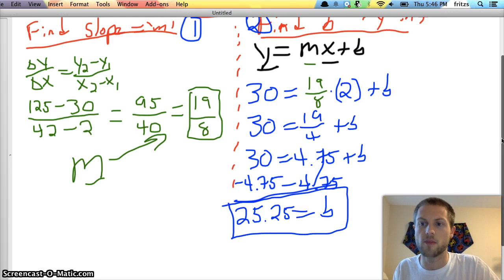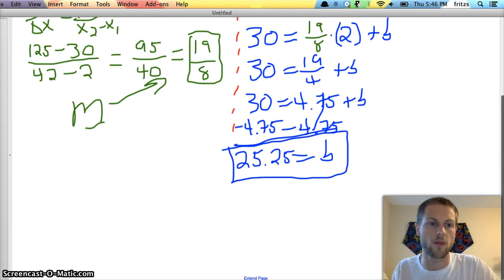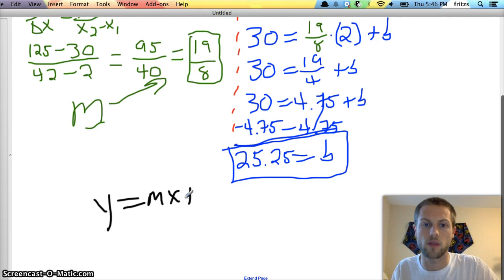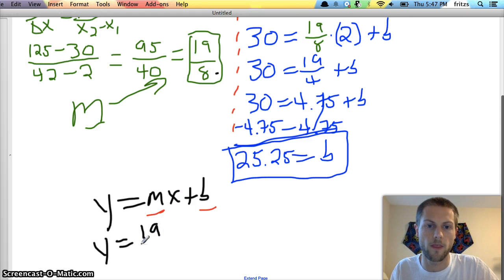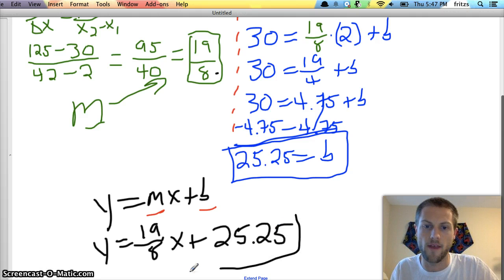The final step to put this all together is to write my final equation in y equals mx plus b form. And I need to substitute in my m for the m and my b for the b. And then that's it. So I'm going to have y equals, grab my m, 19 over 8x plus my b, 25.25. And that is it.